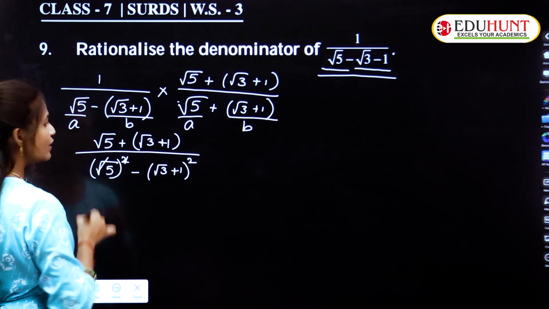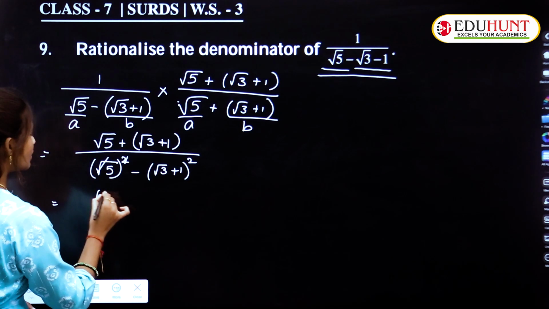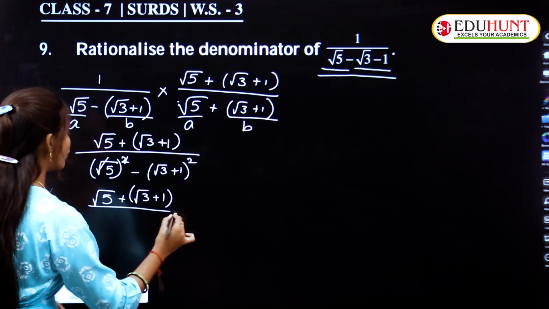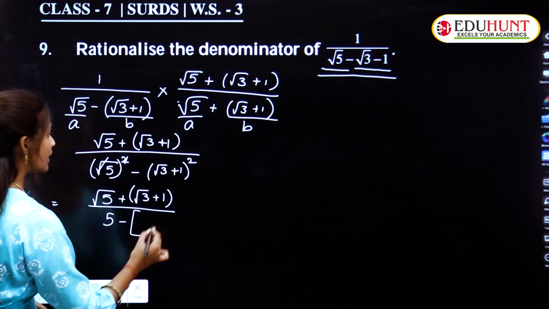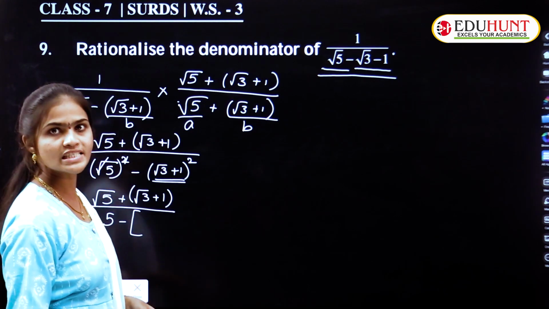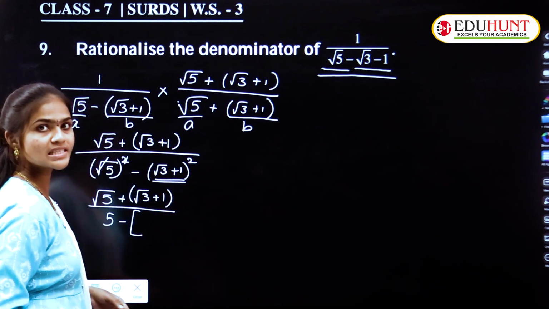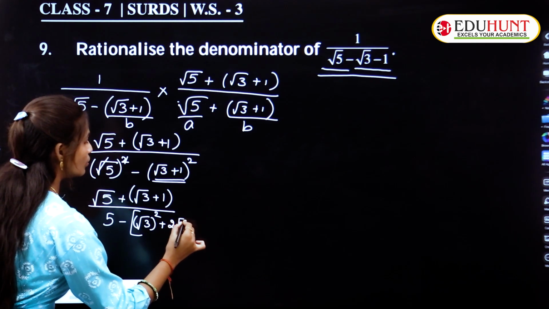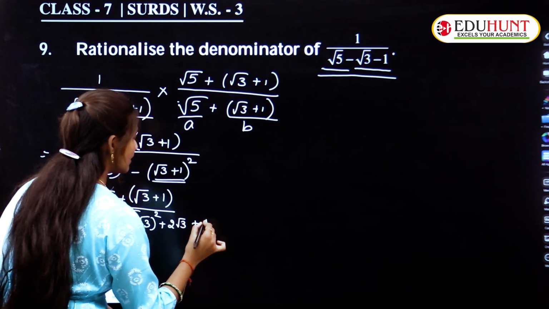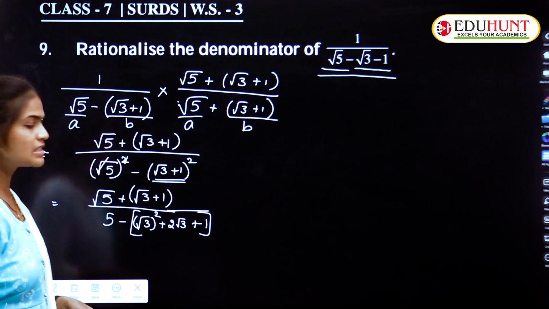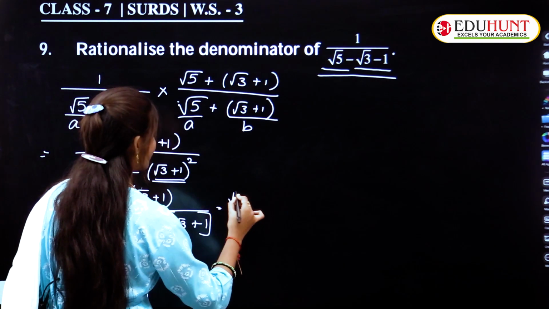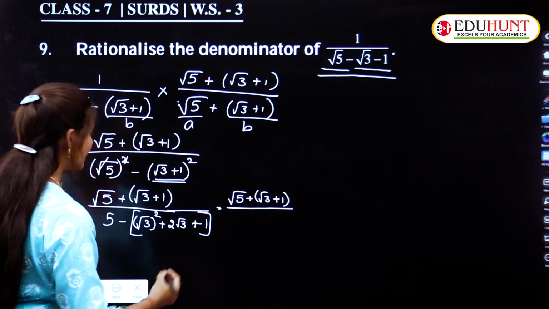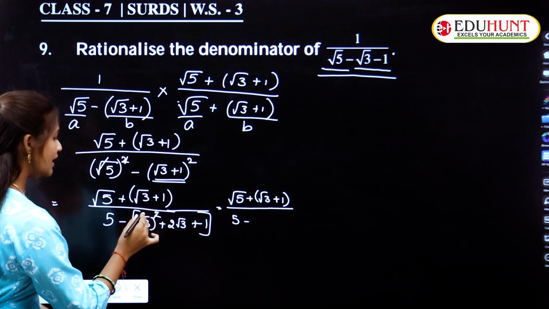Okay, so here square and root gets cancelled. So here we are having that square root of 5 plus square root of 3 plus 1 whole by 5 minus of, again this is in the form of A plus B whole square. So apply that formula here. A plus B whole square is equals to A square plus 2AB, 2 into root 3 into 1, plus that is 1. That is A plus B whole square. Okay, so here root 5 plus root 3 plus 1 whole by 5 minus square and root gets cancelled.